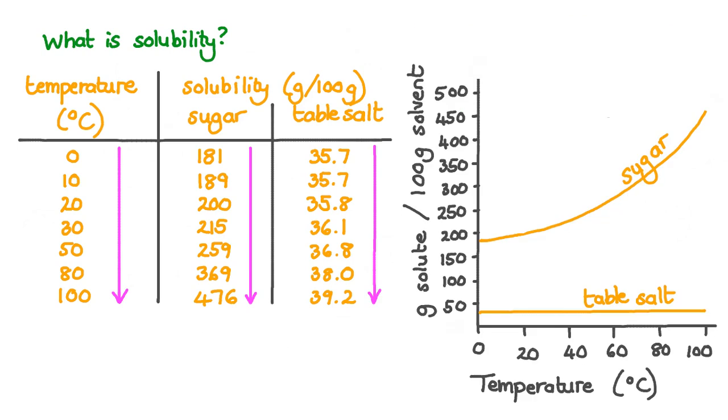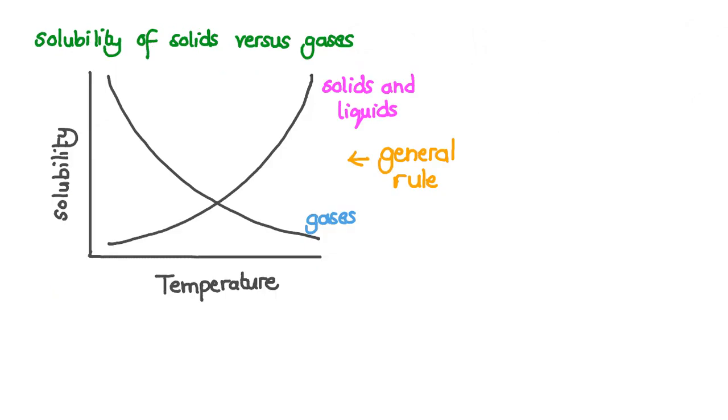We can visualize the data from the table on a solubility graph, which has temperature on the x-axis and solubility on the y-axis. These graphs are useful for determining the solubility of a solute at a temperature that is not necessarily shown on a table, as well as for making predictions and for comparing different solutes. Now let's look at an interesting solubility graph which shows a big difference between solids and gases. This graph shows a general rule for the difference in behavior between solids and liquids versus gases.